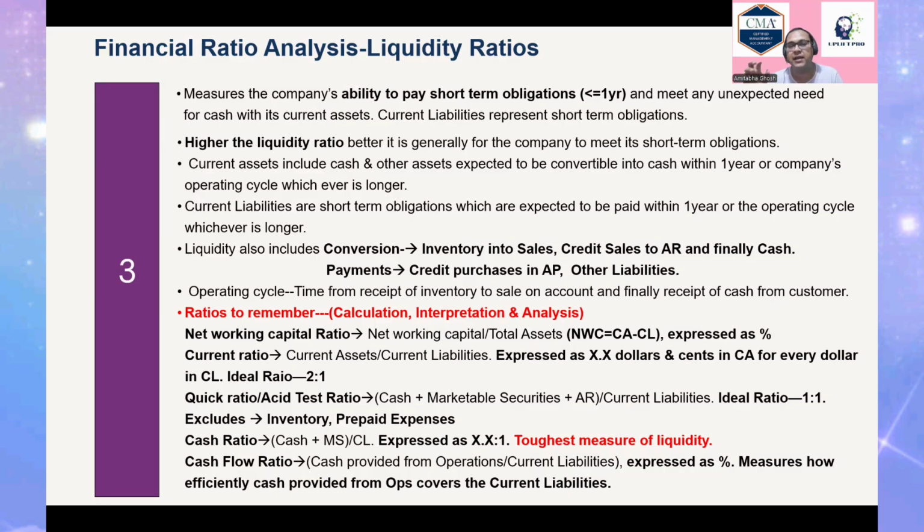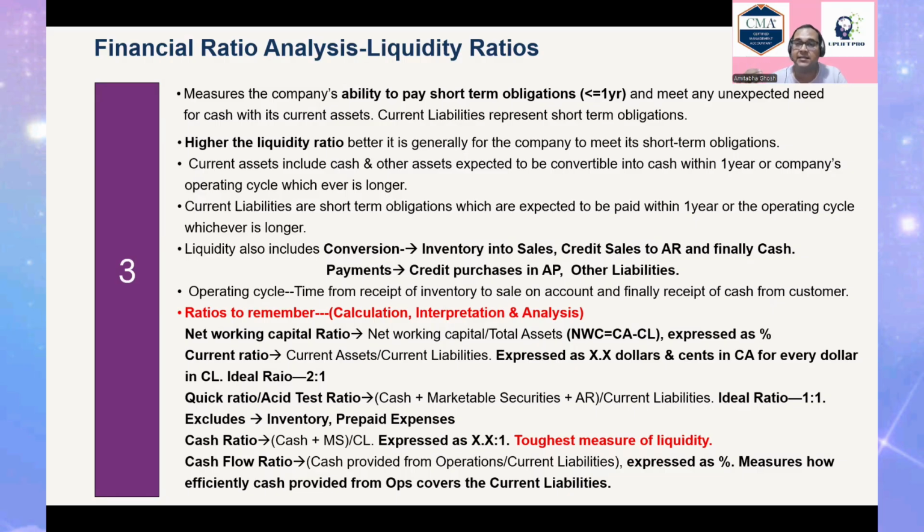And it is again expressed as a dollar and cents to the current liability. Finally, the cash flow ratio, and how we compute it: it is cash provided from operations. That is from the cash flow statement. We know that cash flow from operations is one of the significant components. So cash provided from operations divided by the current liabilities.